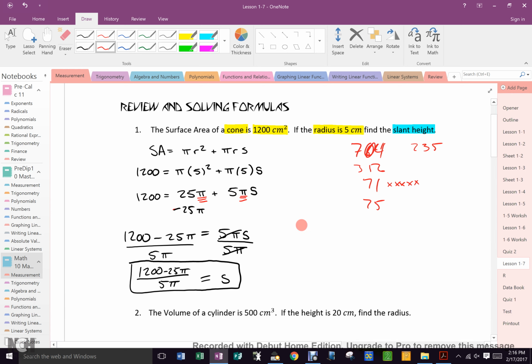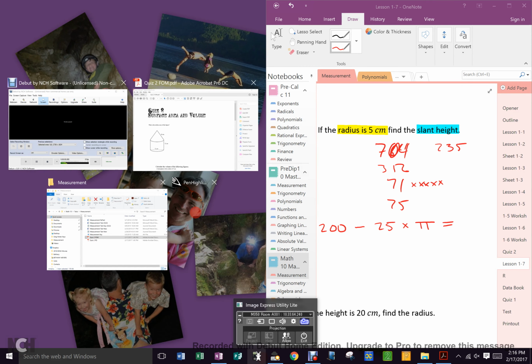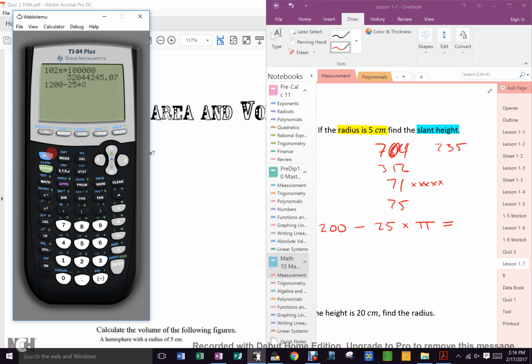You take the top part, and I'm going to write in red. You do 1200 minus 25 times pi equals. Everybody do that. 1200 minus 25 times pi equals. Everybody should have 1121.46. Yes? Everybody should be looking at that, right?